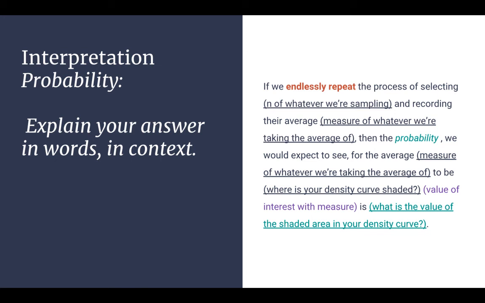Here's an interpretation of a probability-based question for the central limit theorem. If we endlessly repeat the process of selecting n of whatever we're sampling and recording their average measure of whatever we're taking the average of, then the probability we would expect to see for the average measure to be where your density curve is shaded, the value of interest, with measure, is the value of the shaded area in your density curve.